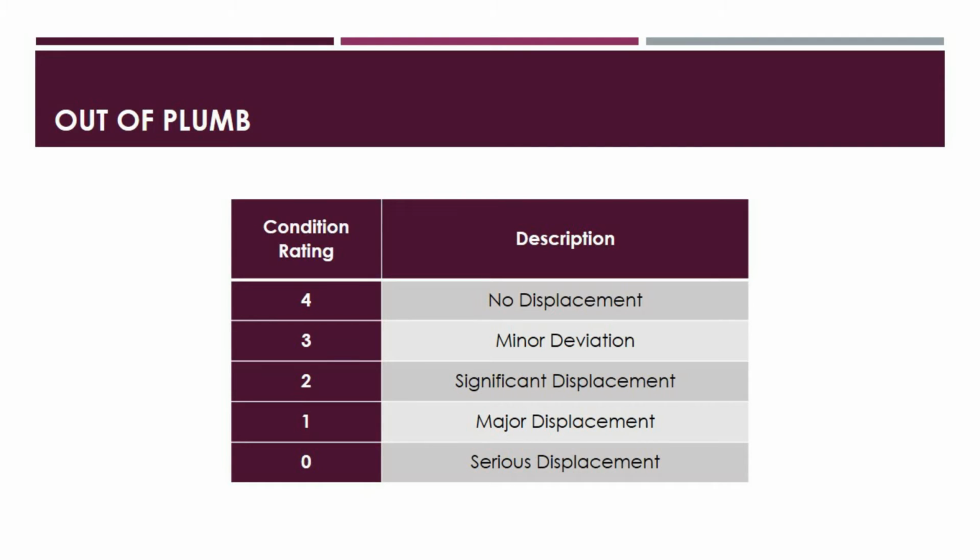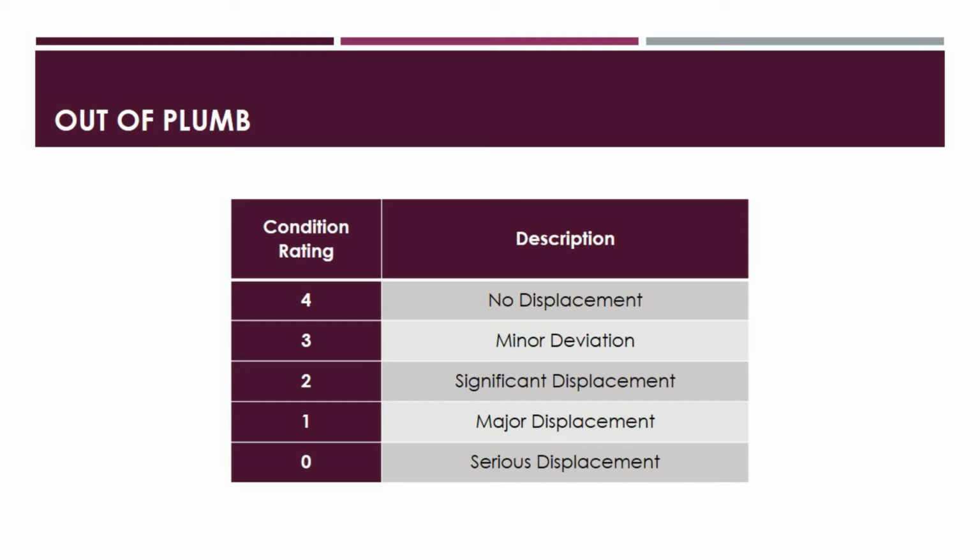Now, starting with a rating of 4, the pole should have no displacement of footings from the original installed condition, and the pole is perfectly plumb, which means that it is not leaning. With a rating of 3, there are going to be minor deviations from the vertical, but it is acceptable and does not require any corrective action.